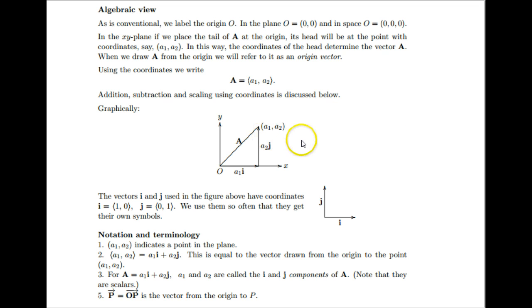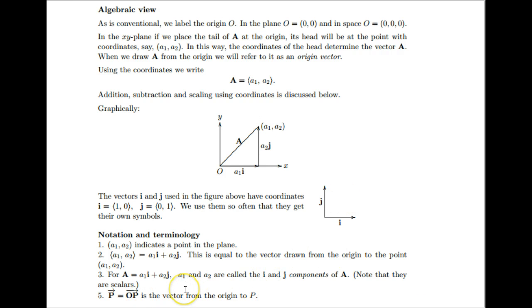A2. Okay, so the idea then is A1, A2 with the regular old parentheses indicates a point on the plane. When we have the angle brackets, then we're talking about A1 times I plus A2 times J. We're talking about the vector. And that's the vector that, if we put the tail of the vector at the origin, would go to the point A1, A2.